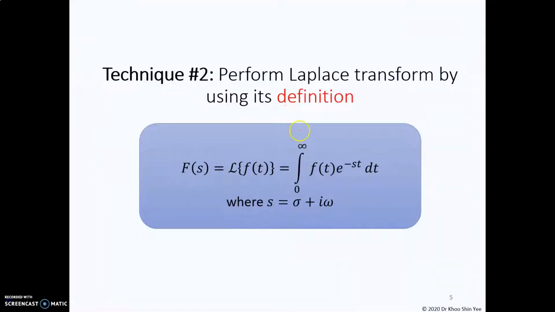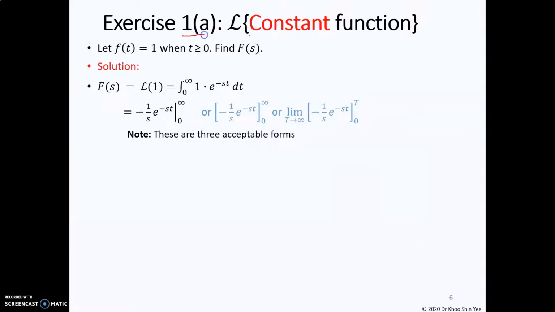This is the definition for Laplace transform, where you convert the time domain signal into the s domain by using the integration from 0 to infinity. And your s domain, s is equal to sigma plus j omega. In exercise 1a, let's find the Laplace transform for a constant function.